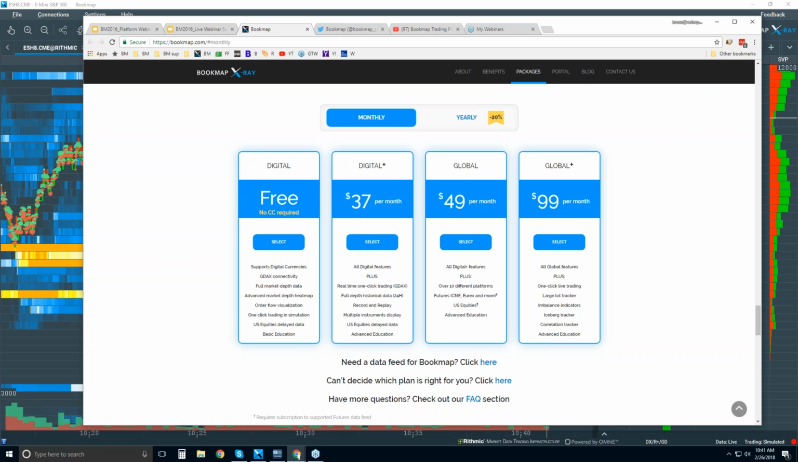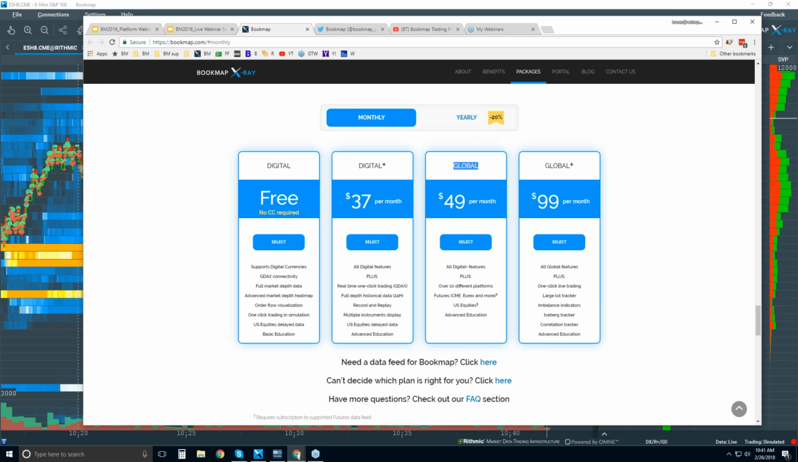Digital Plus here is 37 per month, and it's real time, as well as you can record and replay the data. You can trade right from the chart off of Bookmap. You can get up to 20 different symbols for digital currencies, and you get US equities delayed as well. And for both of these, the free one as well as Digital Plus, you also get the advanced education, and you get full support.